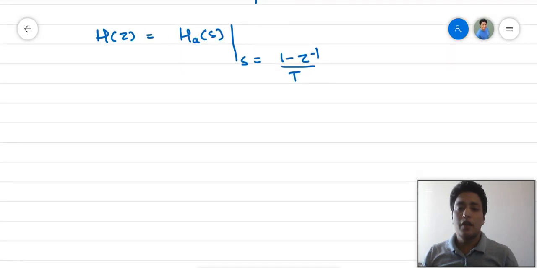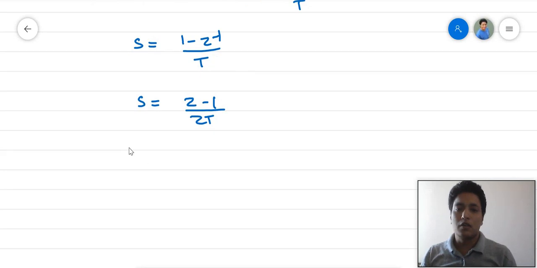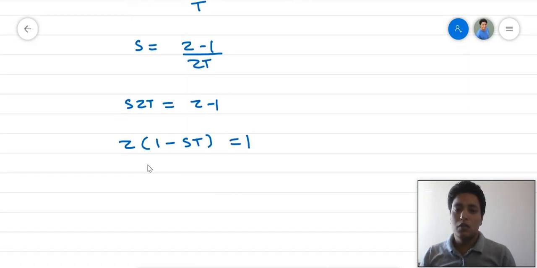So for that we can write s is equal to 1 minus z inverse by T, and we can solve this equation. So we get s is equal to z minus 1 by zT, and this sz will be equal to z minus 1. So we can take z common, and it will be z times (1 minus sT) equals 1. So z will be equal to 1 over 1 minus sT.